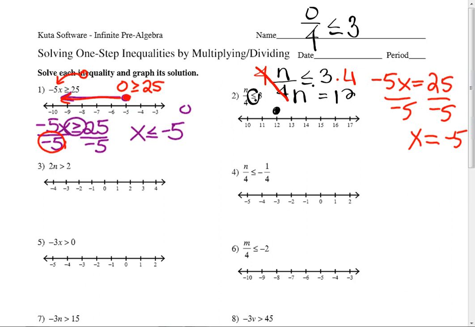Jake, is that true or not? Is 0 smaller than 3? Sure it is. I'd rather have $3 than $0. So which way does it shade? To the left. Now, I didn't multiply or divide by a negative, so it wouldn't switch anyway. But that's something to remember.